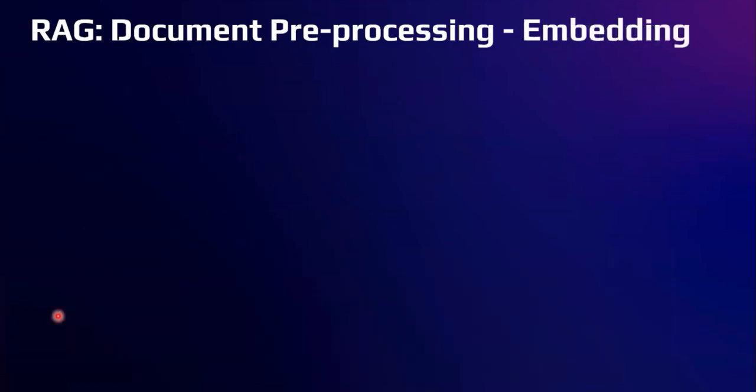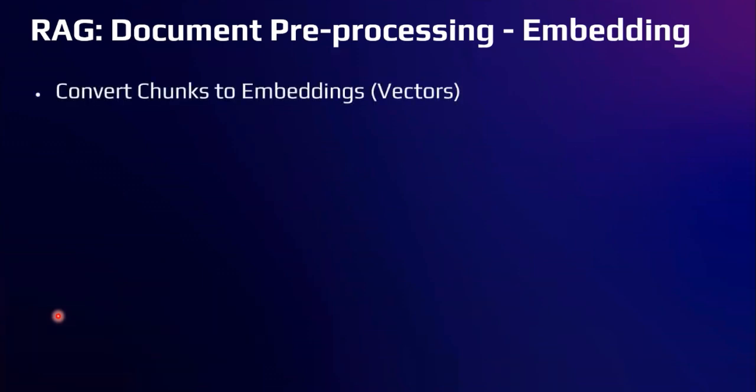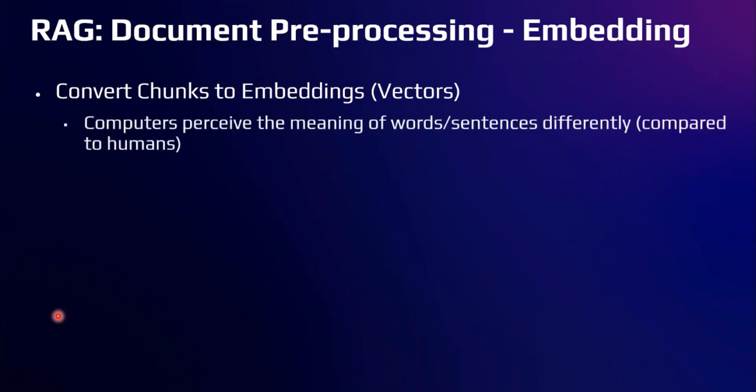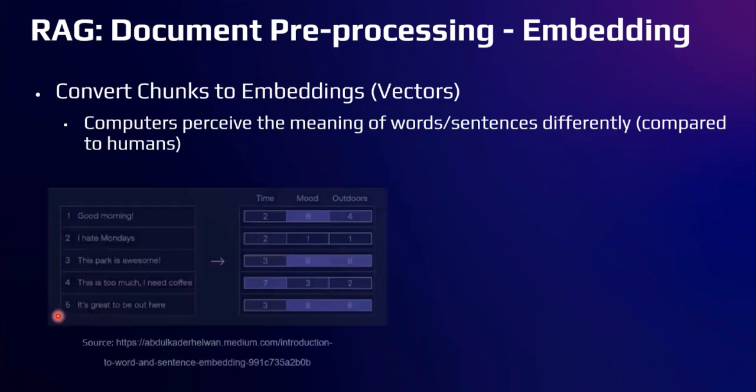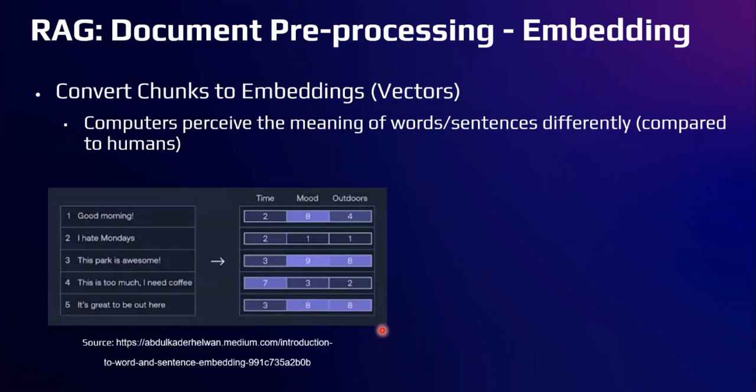After you split your text document into chunks, the chunks have to go through a process called embedding. So what is embedding? This is the process of converting chunks to embeddings, or in other words, a vector representation. Or in layman's terms, you convert the sentences into a series of numbers. This needs to be done because computers perceive the meaning of words and sentences differently compared to humans. Here we have this hypothetical example.